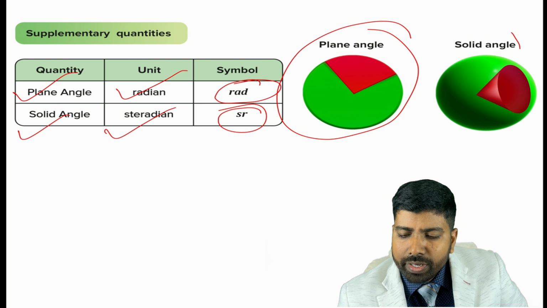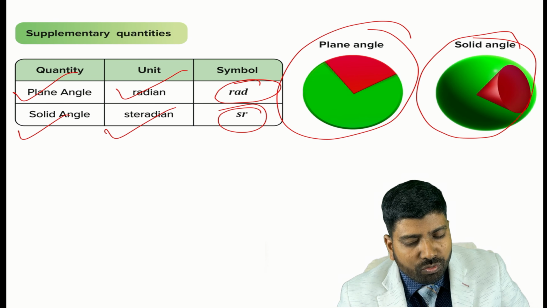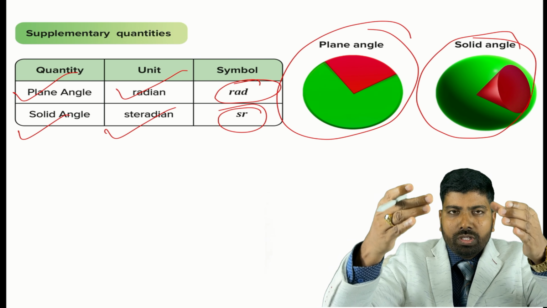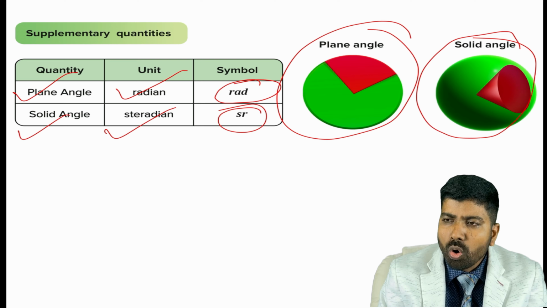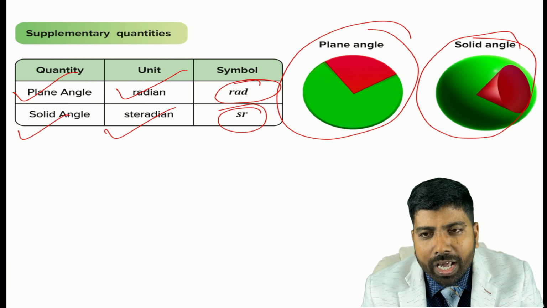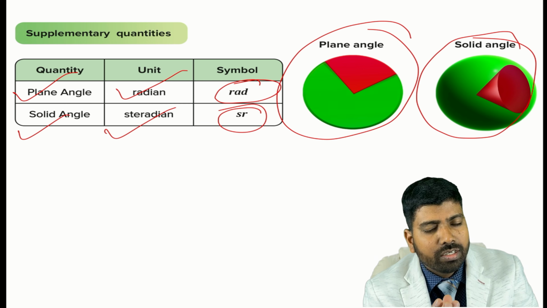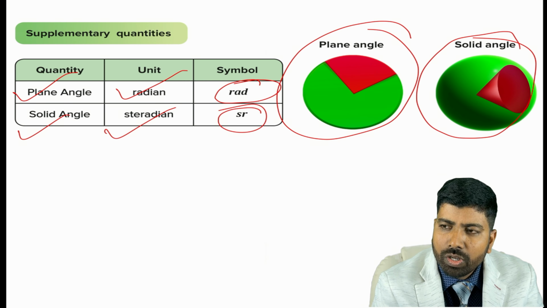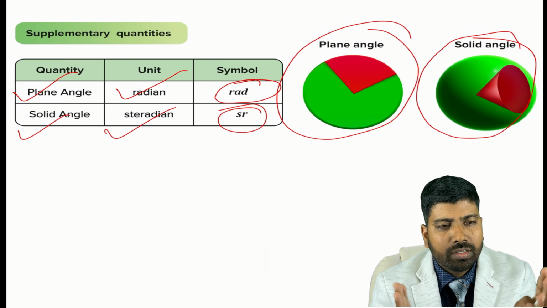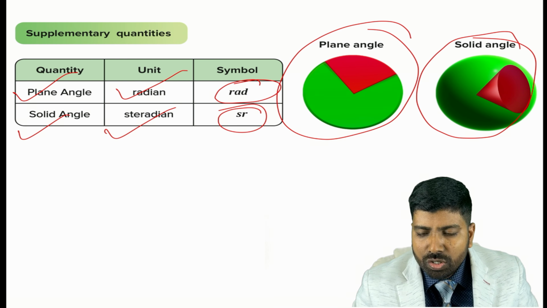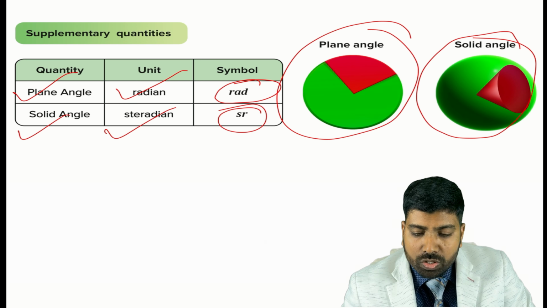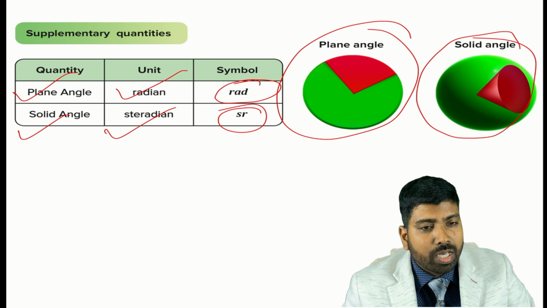When discussing solid angle, it is a conical shape, so you have to imagine it three-dimensionally. You know the ice cream cone. Think of the tip of the cone. There, one angle spreads in all three directions. This is your solid angle. So these are your supplementary physical quantities.